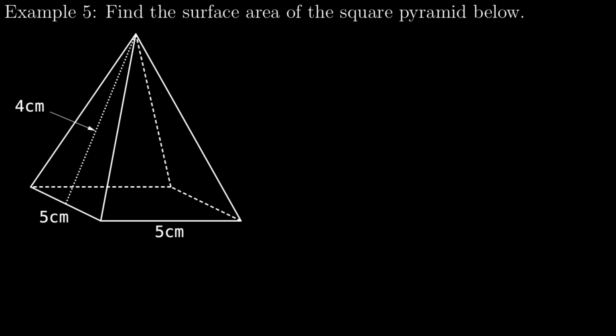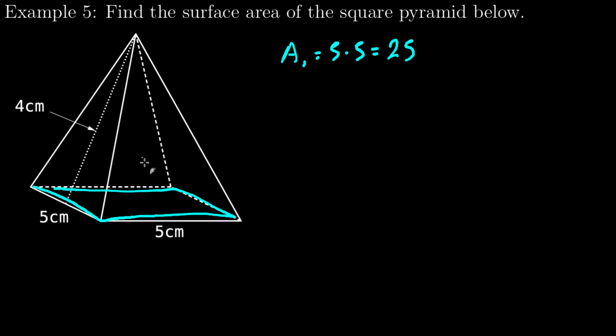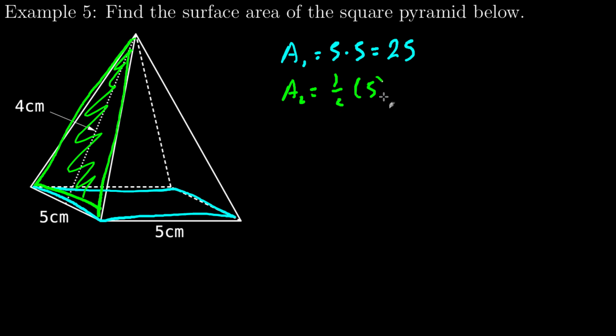2 more examples. Here I have a square pyramid. So I'll start with the base. The base is a 5 centimeter by 5 centimeter square. So the first area is 5 times 5, which is equal to 25. Now, for the triangles, there are 4 congruent triangles going around here. Each of those triangles has a base of 5 and a height of 4. So each of those triangles has area 1/2 times 5 times 4, which is equal to 10.